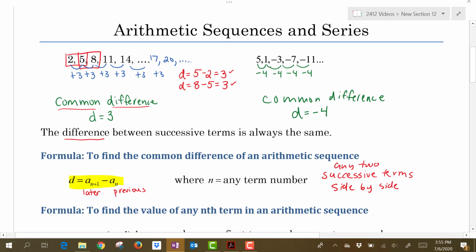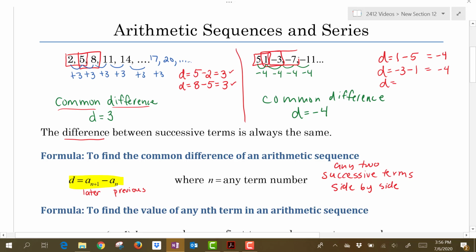The next one, you have to be a little bit more careful. If I take the first two terms and use that formula to find the common difference, I take the later term, which is 1, and subtract off the previous term, which is 5, and I get negative 4. Now, if this really is an arithmetic sequence, every time I subtract two successive terms, I should get negative 4. So what about the next two? What about 1 and negative 3? The later term, negative 3, subtract off the previous term, which is 1, and again, I get negative 4.